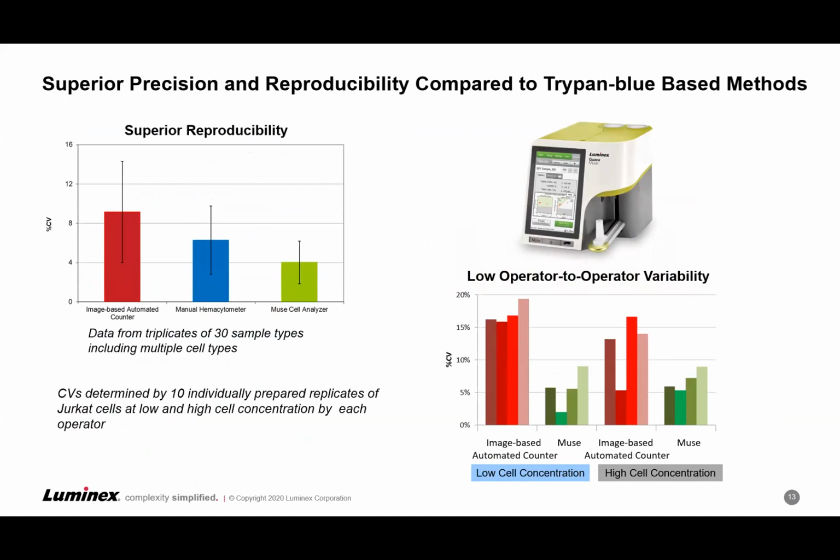The Muse cell analyzer counts cells and measures viability more precisely with smaller CVs than manual hemocytometry or image-based automated analysis. When compared with image-based automated counting methods and manual hemocytometers, the Muse cell analyzer exhibits a narrower range of percent CVs and consistently provides variation of less than 10% over the entire range of samples tested. Higher percent CVs were observed for the trypan blue-based methods, particularly at the low cell concentrations.